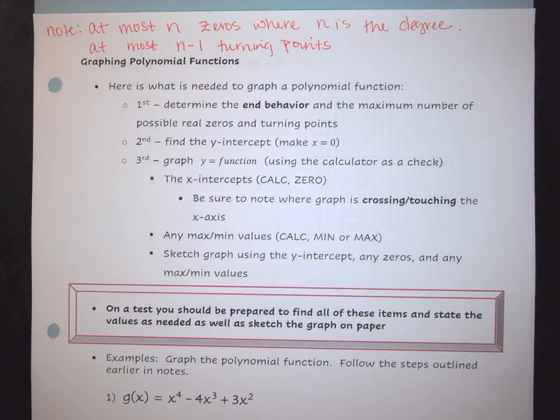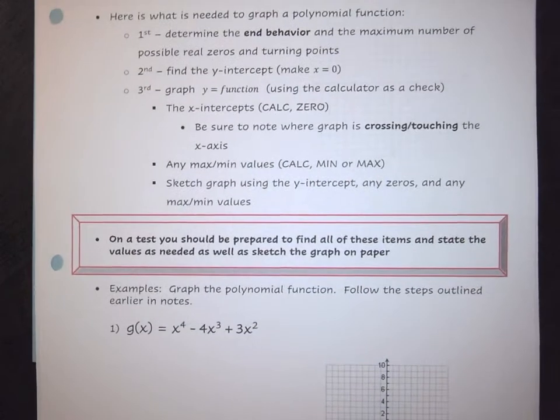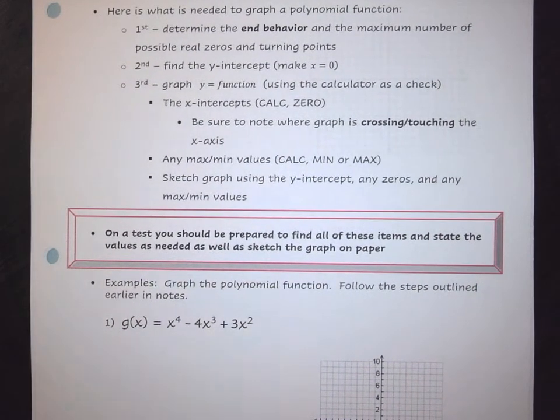Okay, now obviously that's a really big example, so let's look at a couple more examples that are a little bit more down to this level. So here, in order to graph, there's a few things that we need to keep in mind. First, you need to know the end behavior and the maximum number of real zeros and turning points that you may have. Second, you need to know your y-intercept.